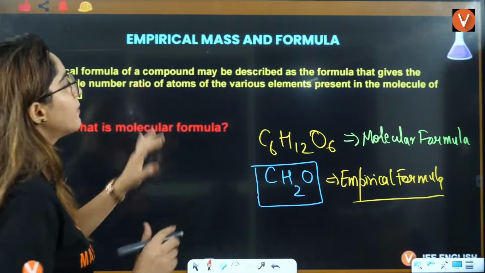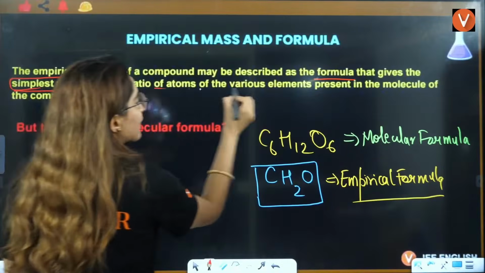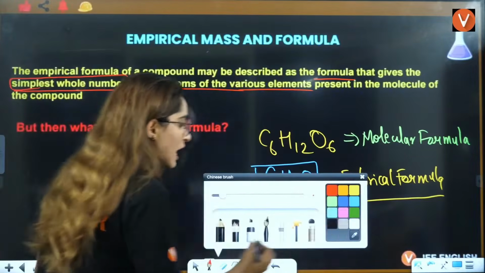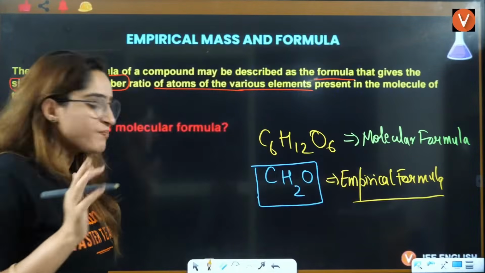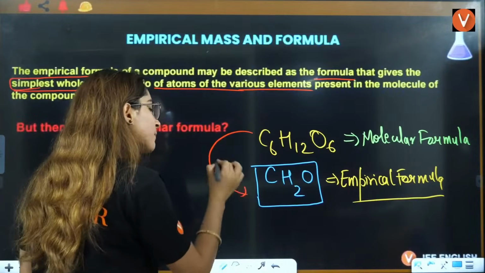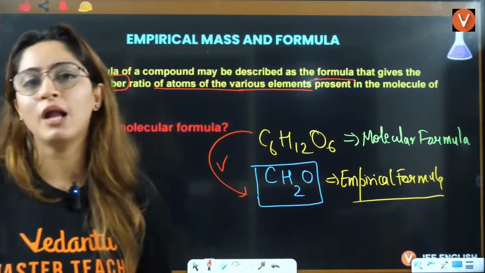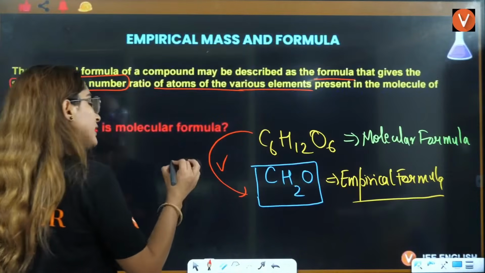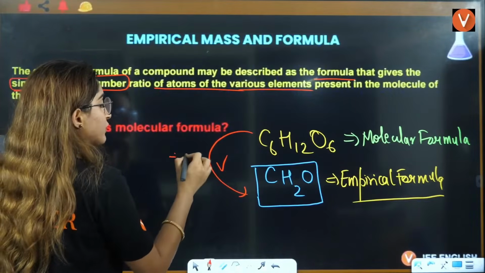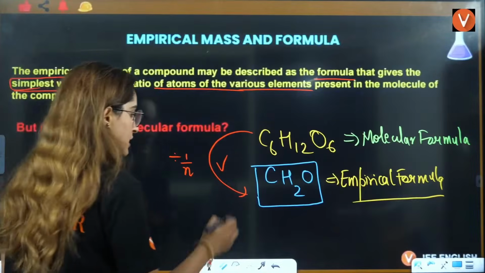The empirical formula of a compound may be described as the formula that gives the simplest whole number ratio of atoms of various elements present in a molecule of the compound, right? Now, you can assume that if I have given you the molecular formula, then you can easily calculate the empirical formula from there, right? You just divide it by some number, let's take it as n, and you will get the empirical formula, right?